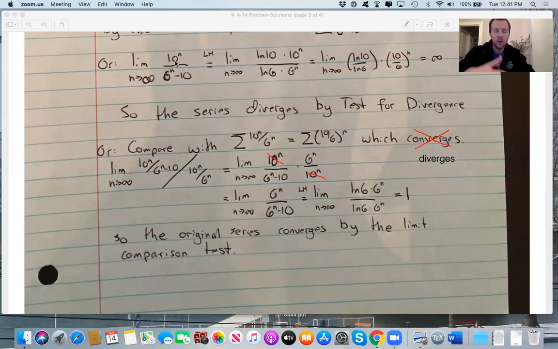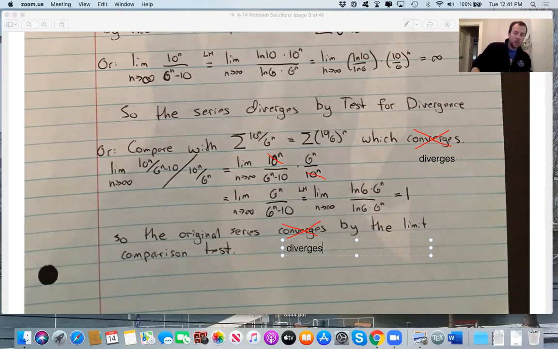So what I did have correct was that this limit is 1, so the original series does the same thing as the comparison series. But where I was wrong was I mistakenly said that this series converged when it actually diverges because it's geometric. This series also diverges. Okay.